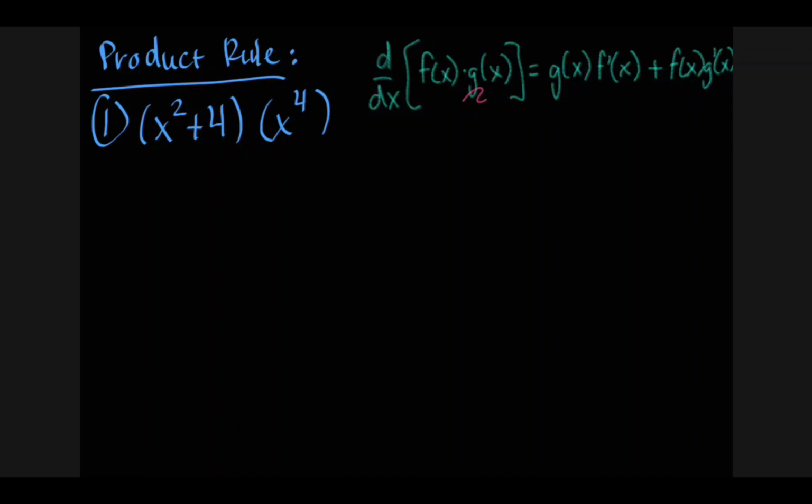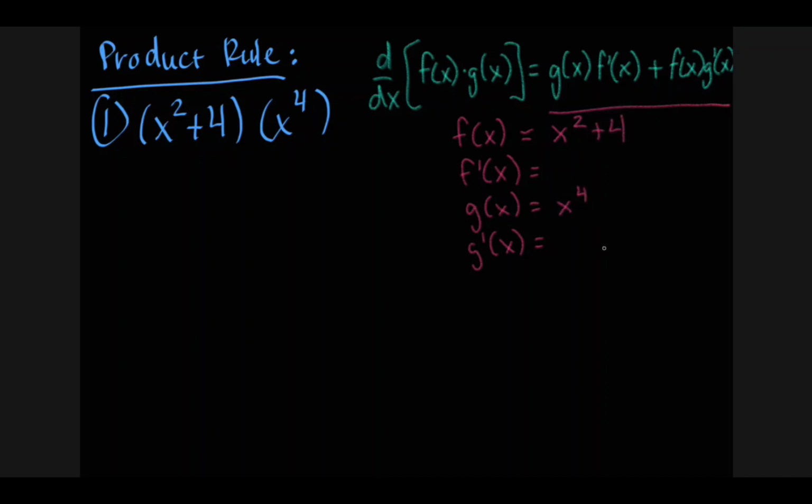Another thing I always tell my students to do is go ahead and break up your problem on the right side of your paper, especially during a test, and write out each of those separate sections so that you make sure that you write it correctly. You're able to just fit them into this rule. So in this case, our f of x is our first function, x squared plus 4. And our g of x is x to the 4th.